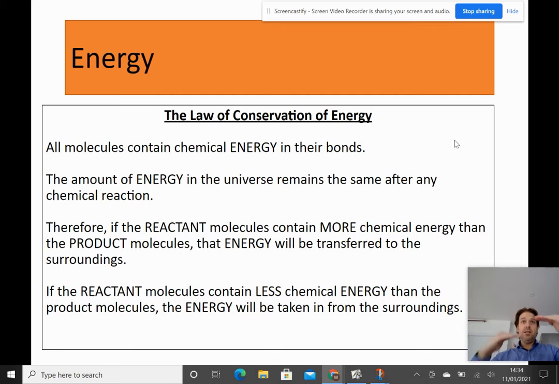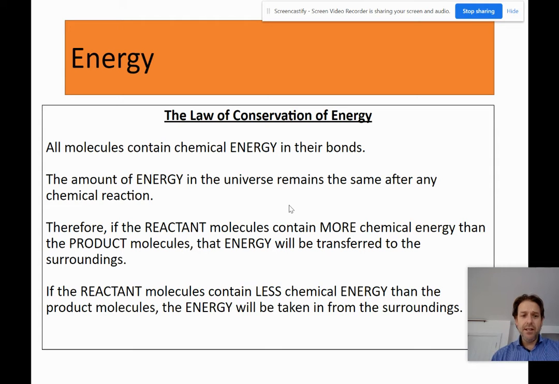Okay, likewise, if you start with a low amount of energy in your molecules and then you end up with a new compound that's got more energy, well, you can't just invent energy. That energy that goes in to make up the difference has to come from somewhere. And so it takes it from the surroundings. And so what we're going to look at is how our endothermic and exothermic reaction profiles, these graphs, look like.